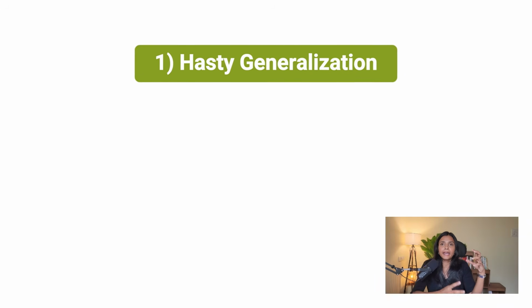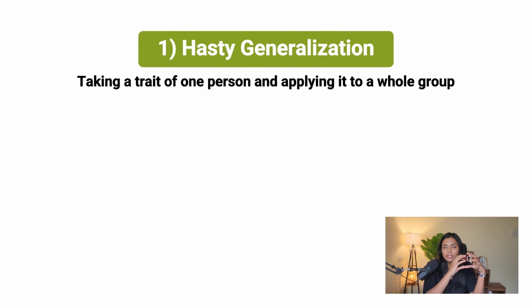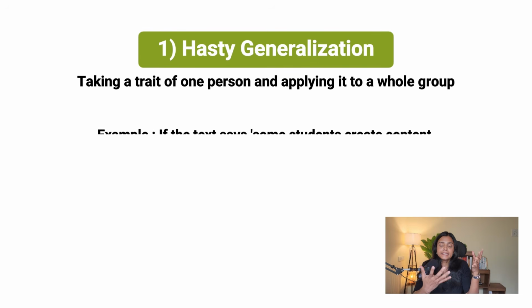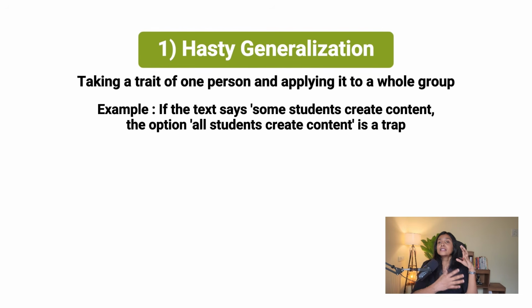Okay, so the first method to eliminate an option is the technique of hasty generalization. Here the trait of one particular person or item in the passage is taken and applied to the whole group. Example, if the text says that some students create content, the option could be that all students create content, which is a trap because there is a generalization. And let's see how this will play out in the example that we are taking.